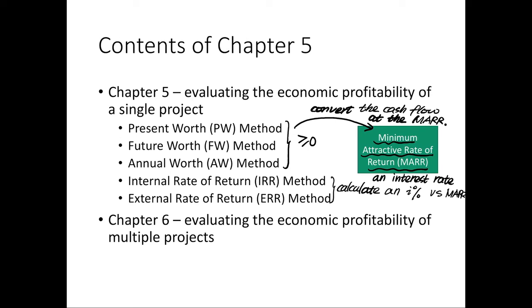And then in chapter 6, you are going to use these methods for evaluating the economic profitability of multiple projects. So you're going to have multiple options, and then you're going to convert all of these options back to a present worth or future worth or annual worth or some interest rate. And then you can compare apples to apples. Okay, so that's the contents of chapter 5, and that's why we learn these methods, because we're going to use them in chapter 6.